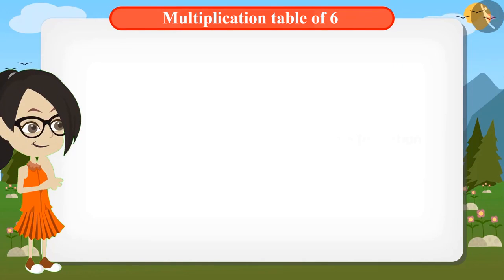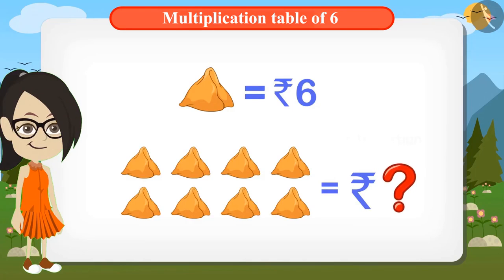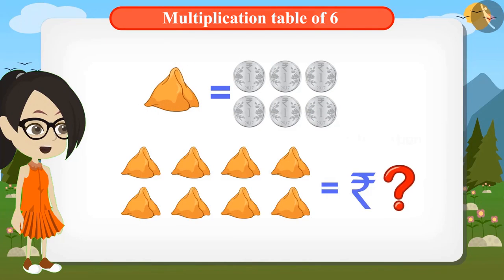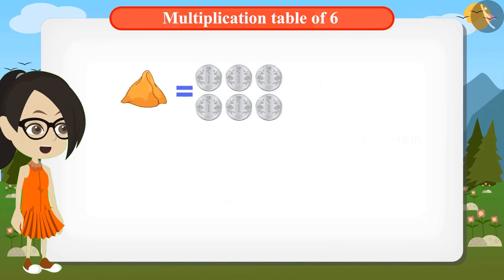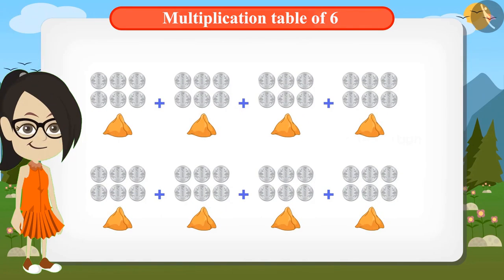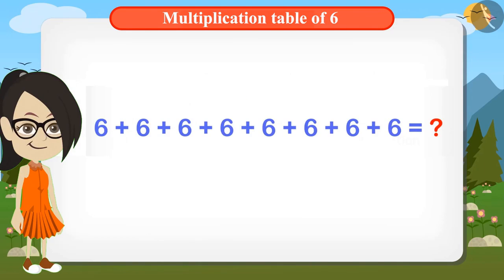Vandana is trying to find out what is the cost of 8 samosas if 1 samosa costs 6 rupees. Will you help Vandana in finding out the total cost of 8 samosas? 1 samosa costs 6 rupees. To find the cost of 8 samosas, let me add 6 rupees 8 times. Vandana is adding 6 rupees 8 times. Do you know of a better method?